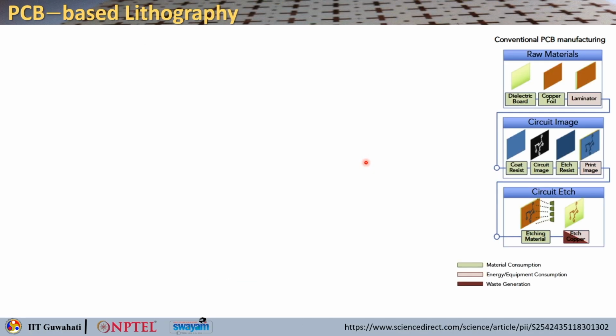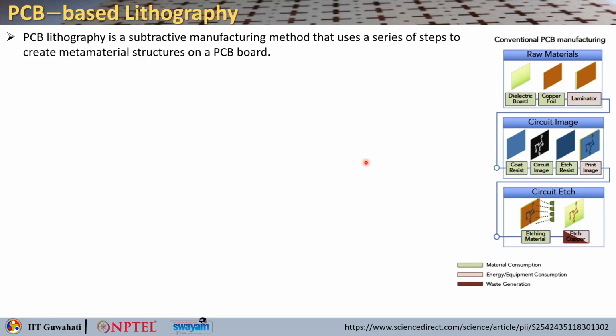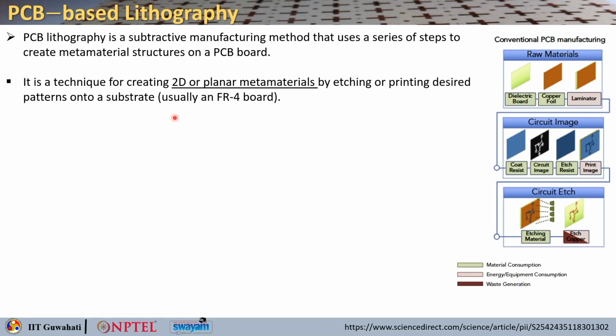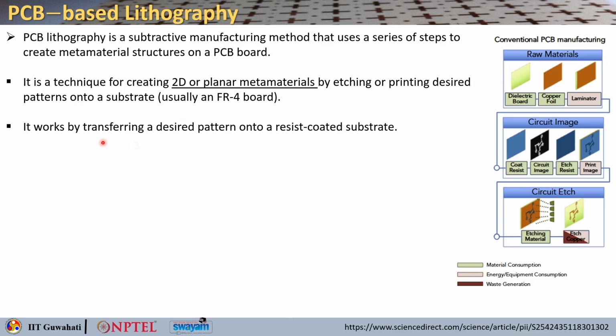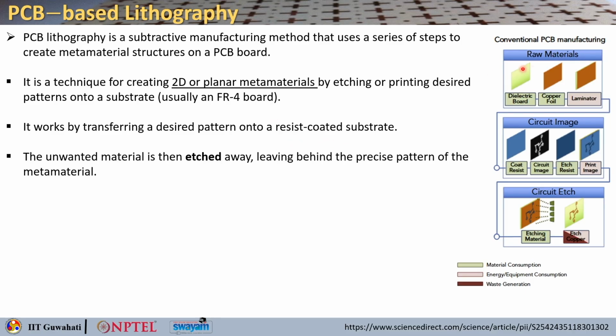Now, we will look into PCB based lithography. PCB is printed circuit board. PCB lithography is a subtractive manufacturing method that uses a series of steps to create metamaterial structures on a PCB board. It is a technique for creating 2D or planar metamaterials by etching or printing desired patterns onto a substrate, typically an FR4 board. It works by transferring a desired pattern onto a resist coated substrate. So, this is how the raw material of the PCB will look like.